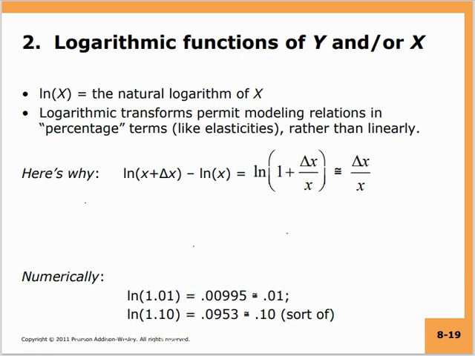So if you actually look at it numerically, log of 1.01 is equal to 0.00995, which, if you round it off, is approximately equal to 0.01. So log of 1 plus 0.01 is about 0.01. Log of 1 plus 0.10 is equal to 0.0953.